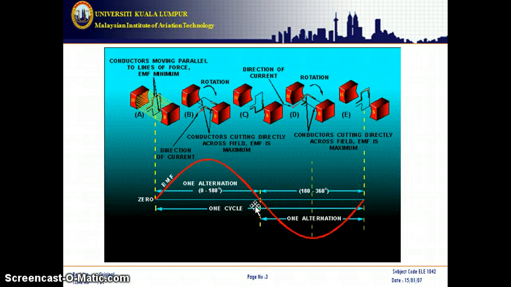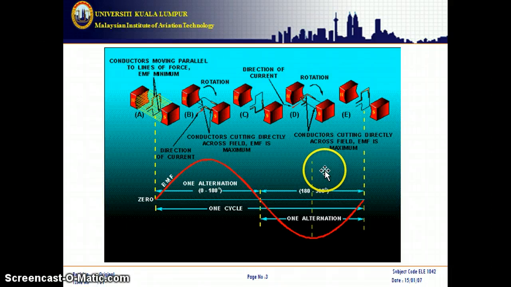When the loop turns to 270 degrees of rotation in figure D, it again cuts the most magnetic flux and again the EMF induced reaches the maximum value. But now the direction of the EMF is in the opposite direction of that when the loop was at 90 degrees of rotation. So what we can see on the graph is the negative value of EMF.